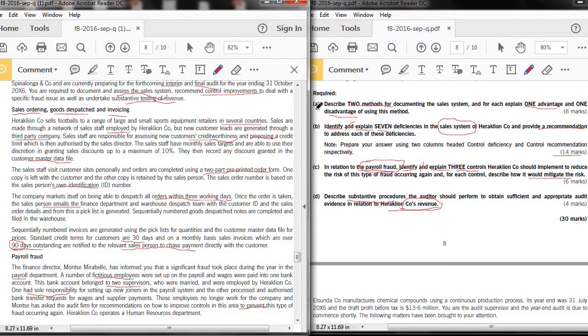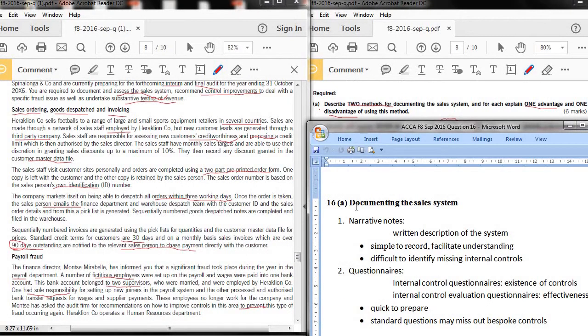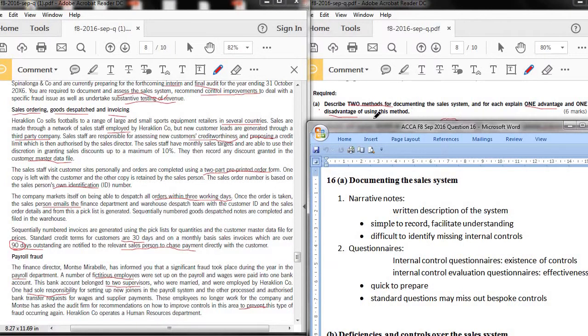So, moving toward the A part, I briefly make the notes for all parts of the question. Let's see. Answer for the part A. We have to give two methods for documenting the sales system. One is the narrative notes, which is written description of the sales system.